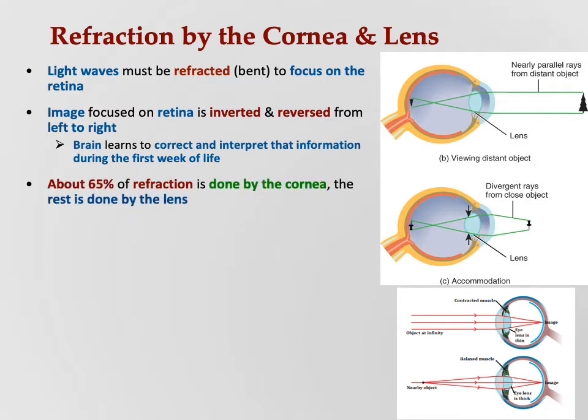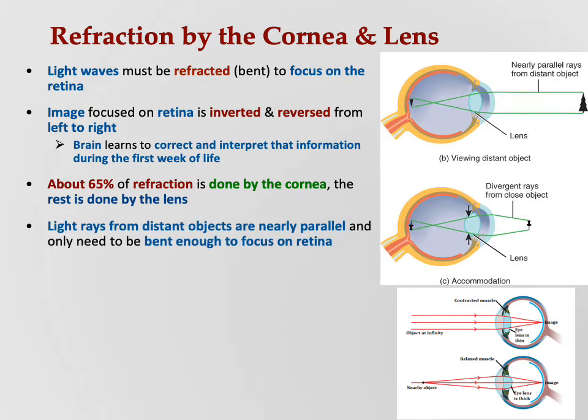So 65%, roughly two thirds, is done by the cornea. I've read estimates up to like 75%. I don't really know. Yeah, I'm dying right here. That's fine. Hopefully I'll finish this annotated PowerPoint before I die. So most of it, whatever the percent is, is done by the cornea, and the rest is done by the lens.